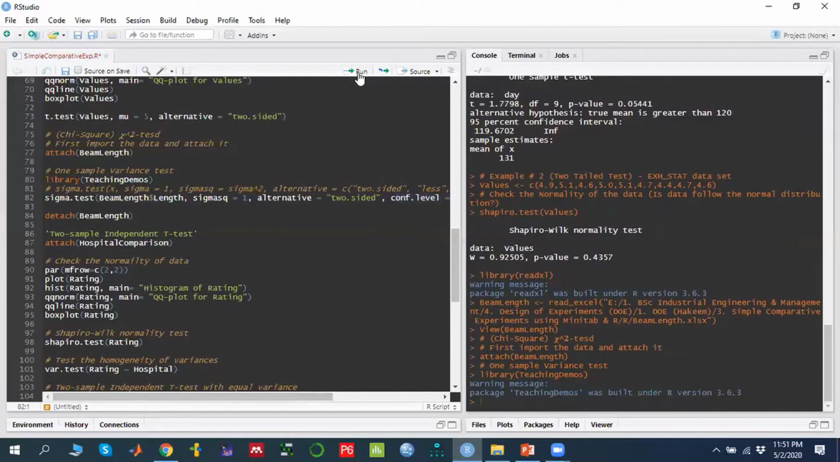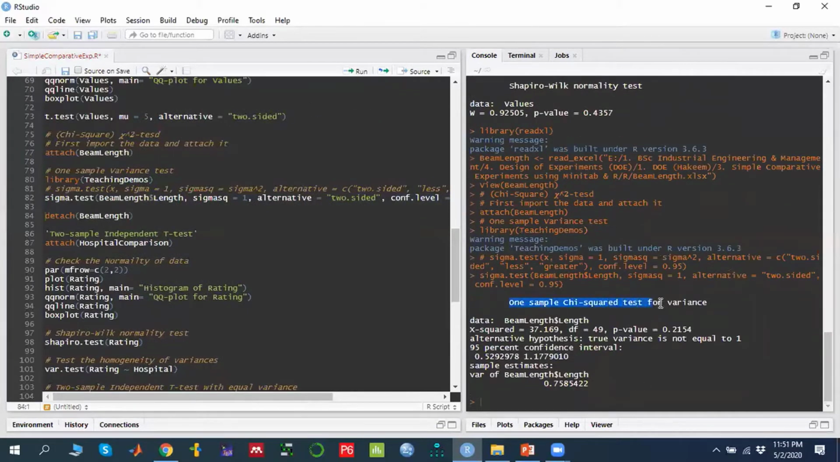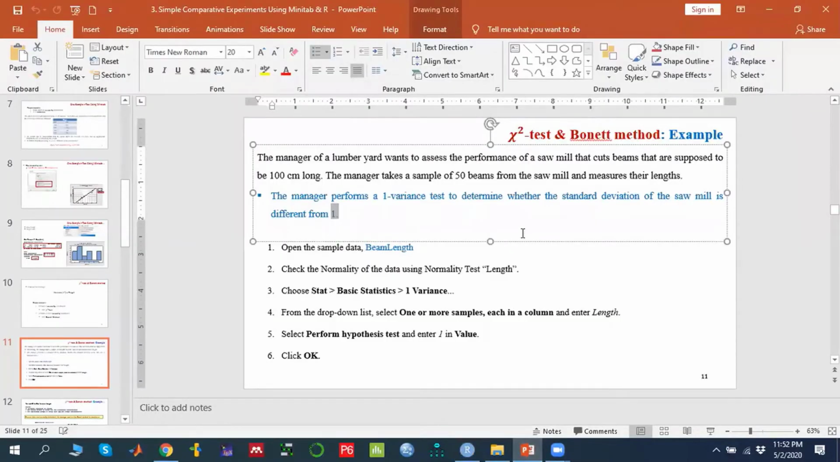So if I run this command, this is the one sample chi-square test for variance, and this is indicating the p-value is 0.215. How will we interpret it? This p-value is greater than the alpha value, so that means accept H0. And what does accept H0 mean? That means the population variance of the sawmill is equal to 1. It is not less than, or not greater than 1. It is exactly equal to 1.